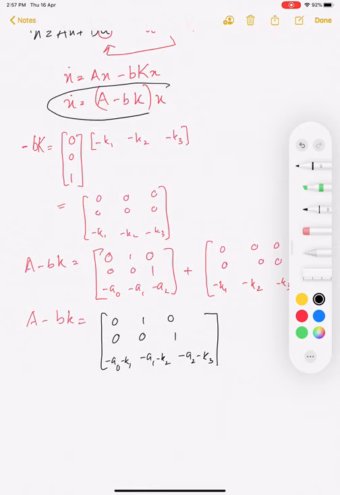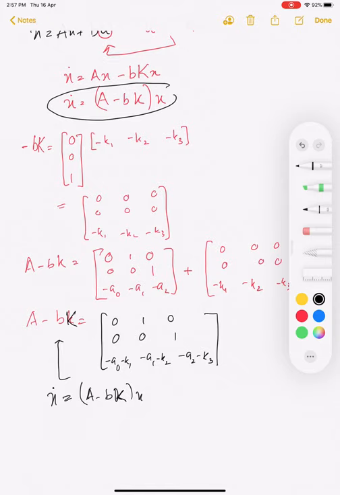state equation given by this, right? So this is my A minus BK, and my equation now is x dot equals A minus BK times x, where A minus BK is given by this. So my system becomes this, and the A minus BK matrix is defined like this. We are not interested right now in the output equation.